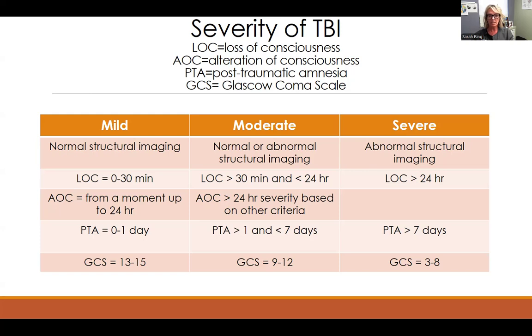And then finally, our severe TBIs most certainly show up on neuroimaging. These individuals experience loss of consciousness greater than 24 hours and post-traumatic amnesia greater than 7 days. Initial Glasgow Coma scales for these individuals with severe type injuries range from 3 to 8.